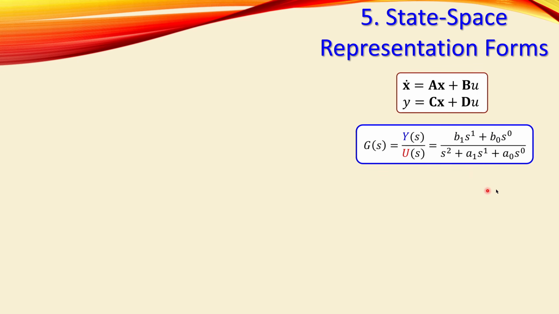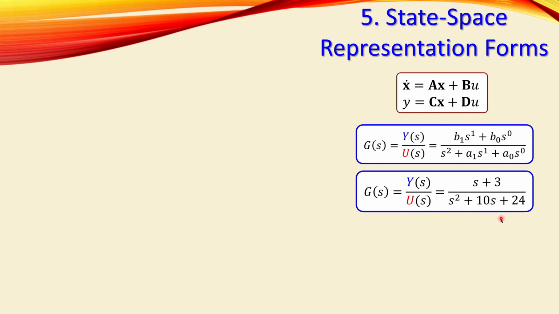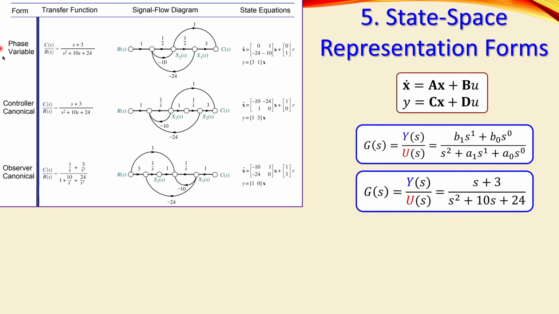So this is again our second order system, let's say. And this is an example of a second order system, and this is what we have used so far. So the phase variable form: we have this transfer function, and what we see is 24 and 10. So it will be minus 24 and minus 10 here, and 0, 1 and 3, 1 in reverse here. That's the phase variable form. And this is the signal flow diagram going from the reference to the output C.